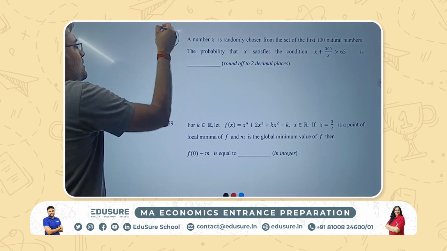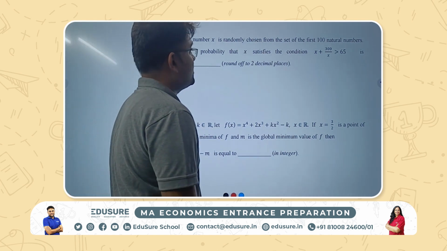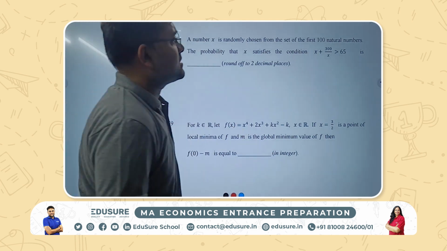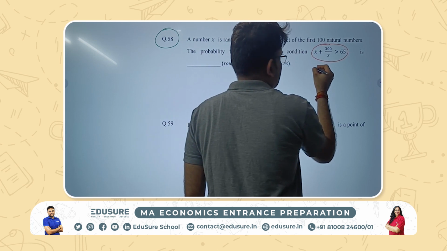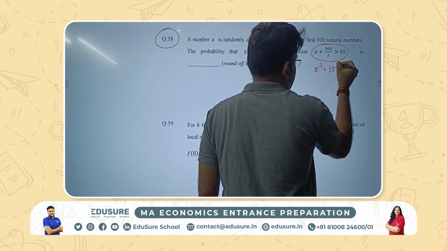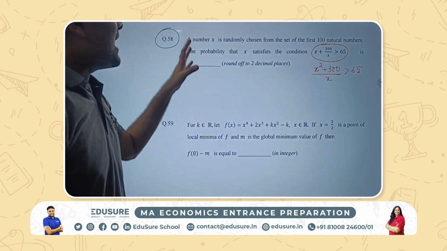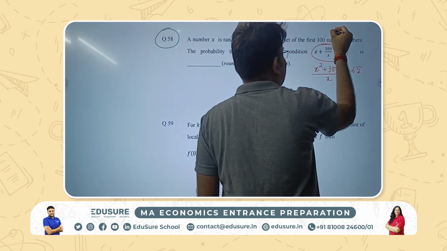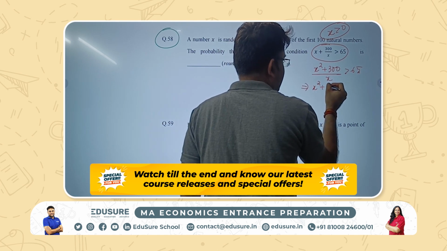JAM 2023, question number 58. The number X is randomly chosen from the first set of 100 natural numbers. The probability that X satisfies this condition. This is the condition that X has to satisfy. So let's just put it here: X square plus 300 by X greater than 65. Since X is randomly chosen from the set of first 100 natural numbers, X has to be positive. So I can take X on the other side without affecting the inequality sign.